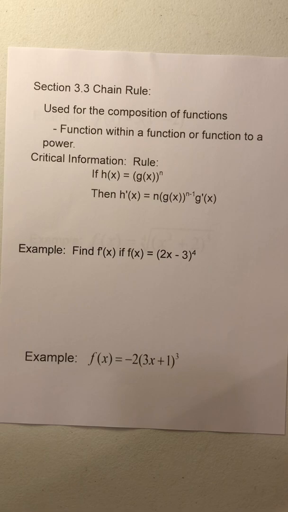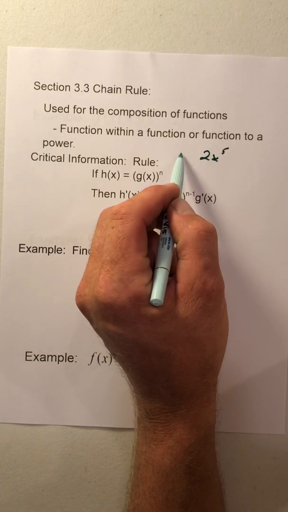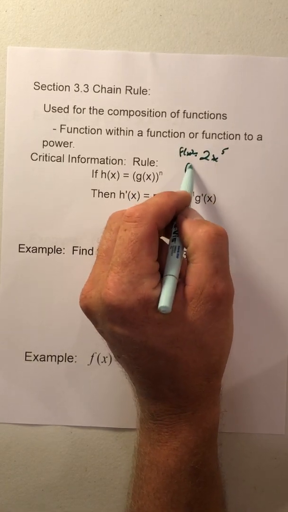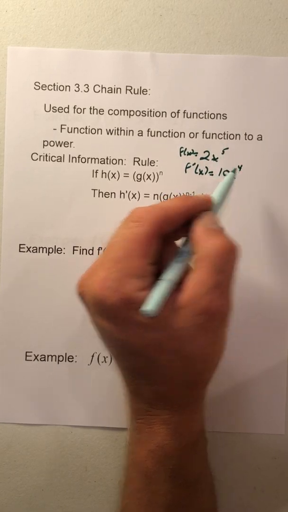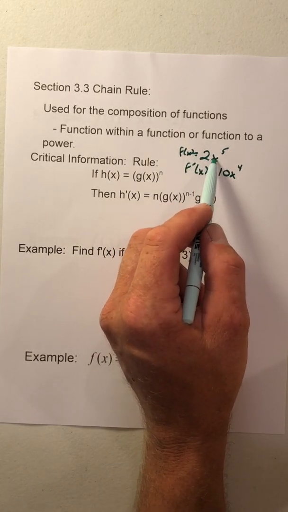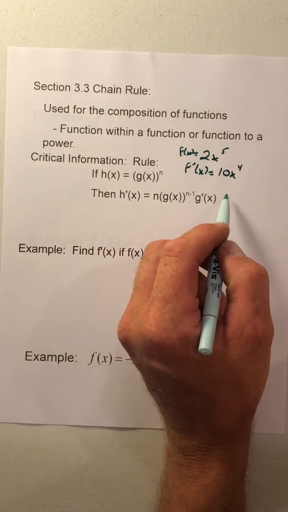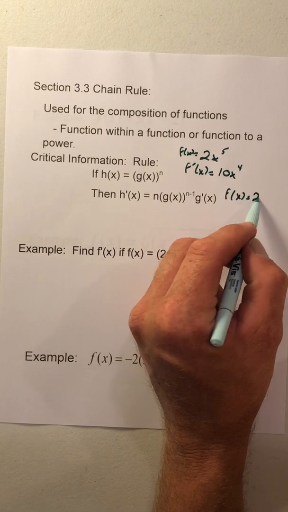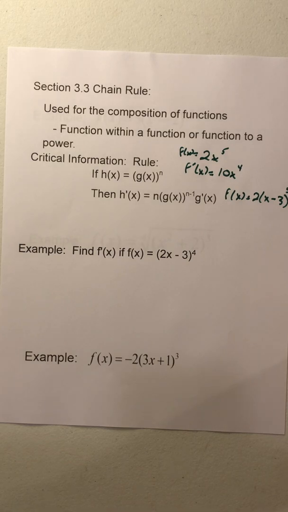So what happens if we have a function now to an exponent? So we've already seen the power rule where we had maybe 2x to the fifth as our function, and we knew the derivative, or now we know the derivative is going to be 10x to the fourth, don't we? So what happens now, instead of just being a single variable to an exponent, maybe now we have a quantity to an exponent. So maybe now f of x is 2 times the quantity of x minus 3 to the fifth. So how is that going to change, and how do we find that derivative?